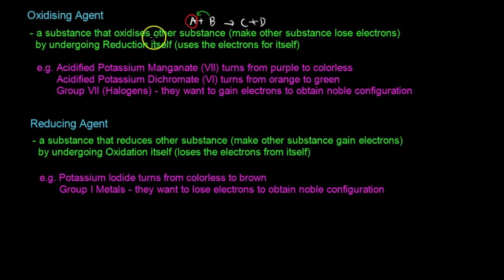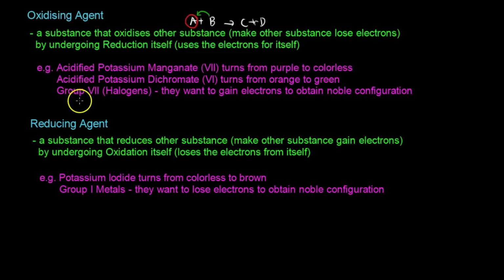Kind of makes sense, right? Because it oxidizes other substances, B loses its electron, and A itself takes in the electron, which is called reduction. Okay, so A is the oxidizing agent. Some examples of oxidizing agents are acidified potassium manganate(VII) and acidified potassium dichromate(VI). Manganate(VII) turns from purple to colorless, and dichromate turns from orange to green. So if you observe these color changes, you can be sure that an oxidizing agent is present in a solution.